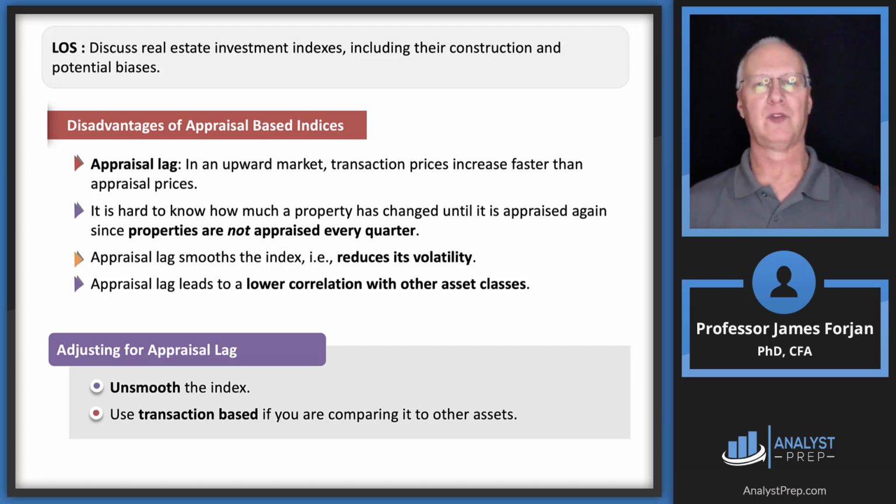So there are ways to handle this. You can unsmooth the index, and then you can use transaction-based methods. To do this, there are ways to unsmooth, and then there are ways to find transaction-based. We'll do that here in just a few minutes.